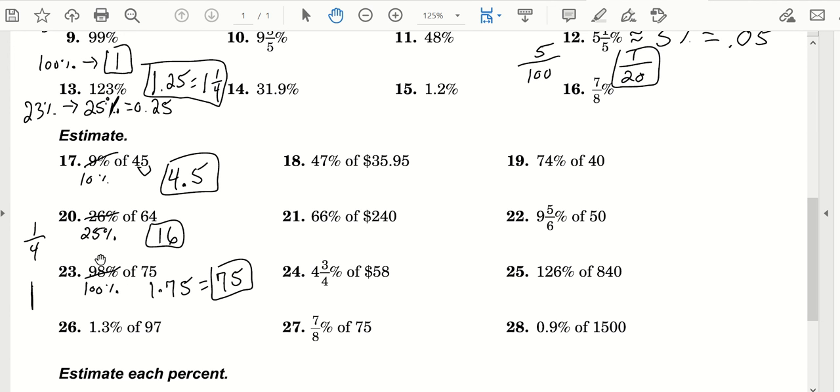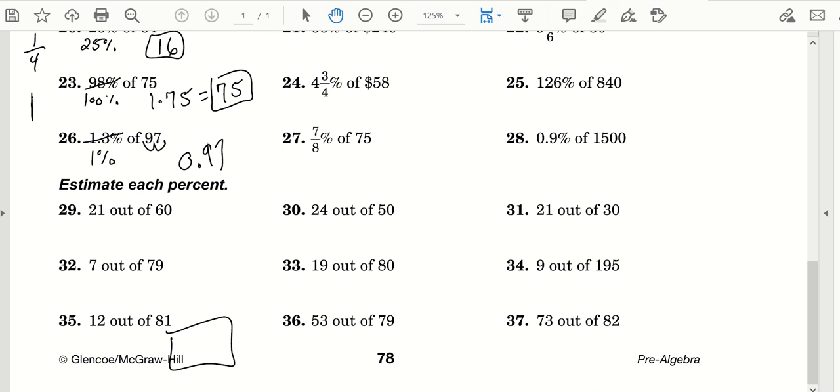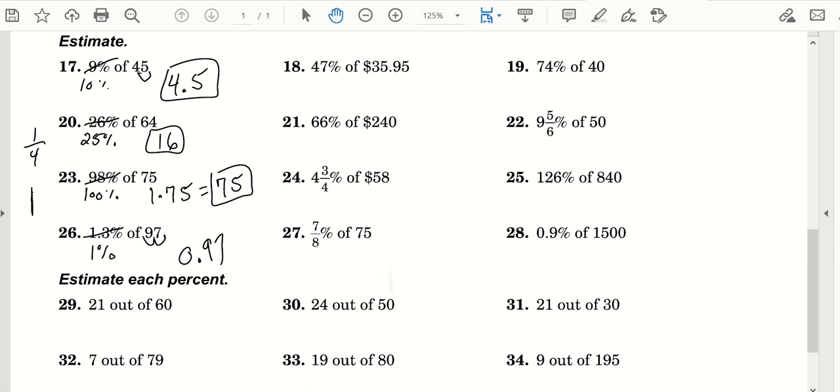Number 26, 1.3% of 97. Well, that's really close to 1%. And 1%, well, when you find 1% of something, that's like dividing by 100. When you divide by 100, you take that decimal point, you move it over 2 spots. So we get 0.97 there for number 26.